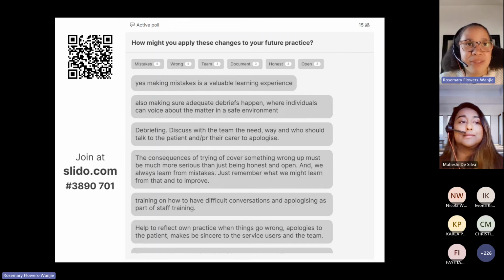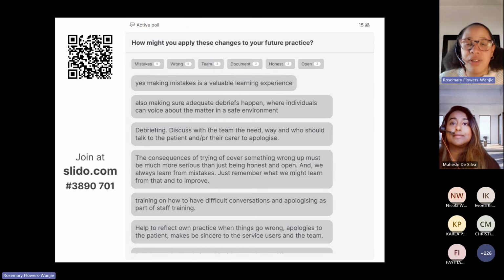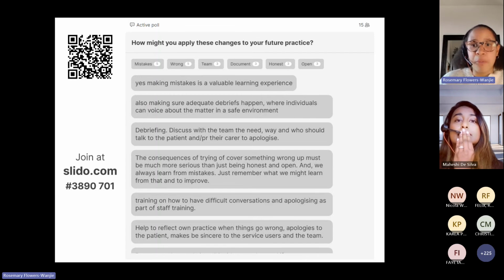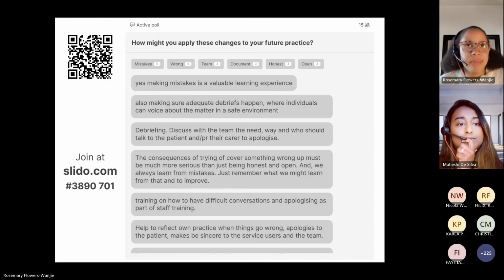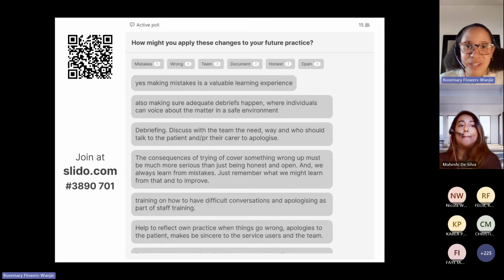And also, I think someone else has said something very important here, which is debriefing. Discuss with the team the need and way and who should talk to the patient or service user and their carer to apologise. And I think that really speaks to how important it is, where you do have a team, to draw upon that support as well, and take that reflection to the team so that you're all reflecting together and building up that plan together as well. You're much more likely to come up with an effective apology and remedy to the situation.